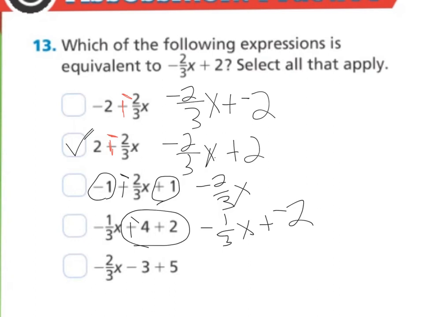And then our last option, again, you can add the opposite here, and we can combine these together. So we got negative 2/3 x, and then this would be plus 2, and that's exactly what we wanted again. So the second and the fifth options would be the two that would be equivalent there.